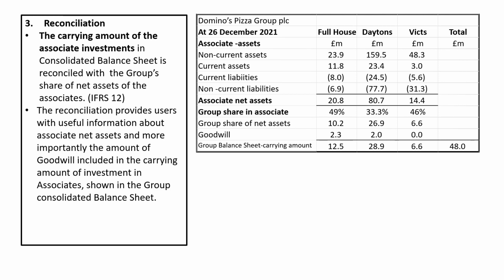The reconciliation provides users with useful information about the associates' net assets, and more importantly, if there's any amount of goodwill included in the carrying amount of the investment in associates shown in the group consolidated balance sheet. This reconciliation appears as a note in the balance sheet.